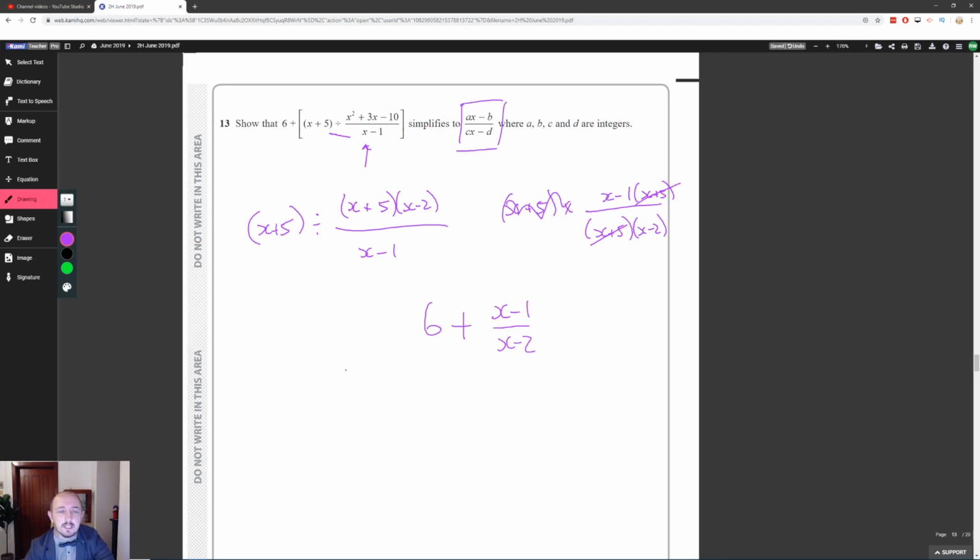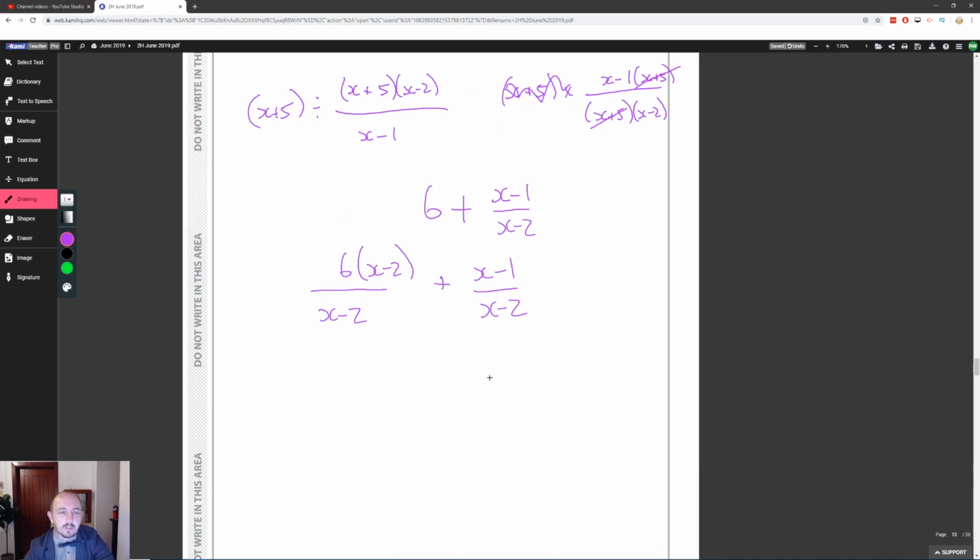So we need to turn this 6 into a common denominator with x minus 2 on the bottom. So we have to times the top by x minus 2. Okay? And then when we have this common denominator, we can now add these. So we've got 6 times x minus 2 plus x minus 1 all over x minus 2. 6x plus x is 7x. 6 times negative 2 is negative 12. And then we're going to minus 1 is negative 13 over x minus 2.